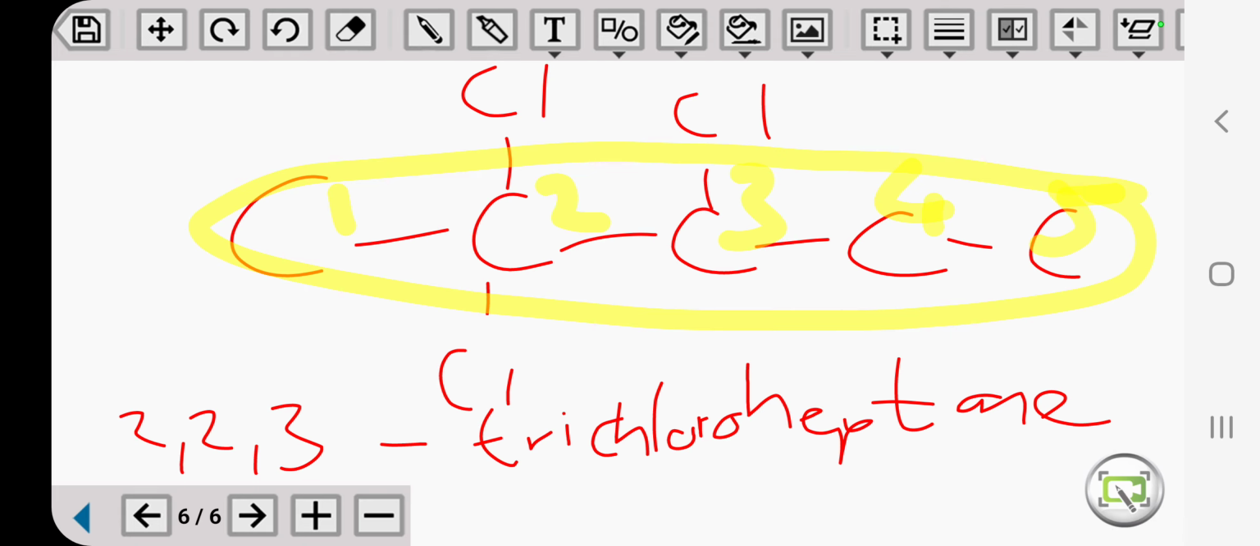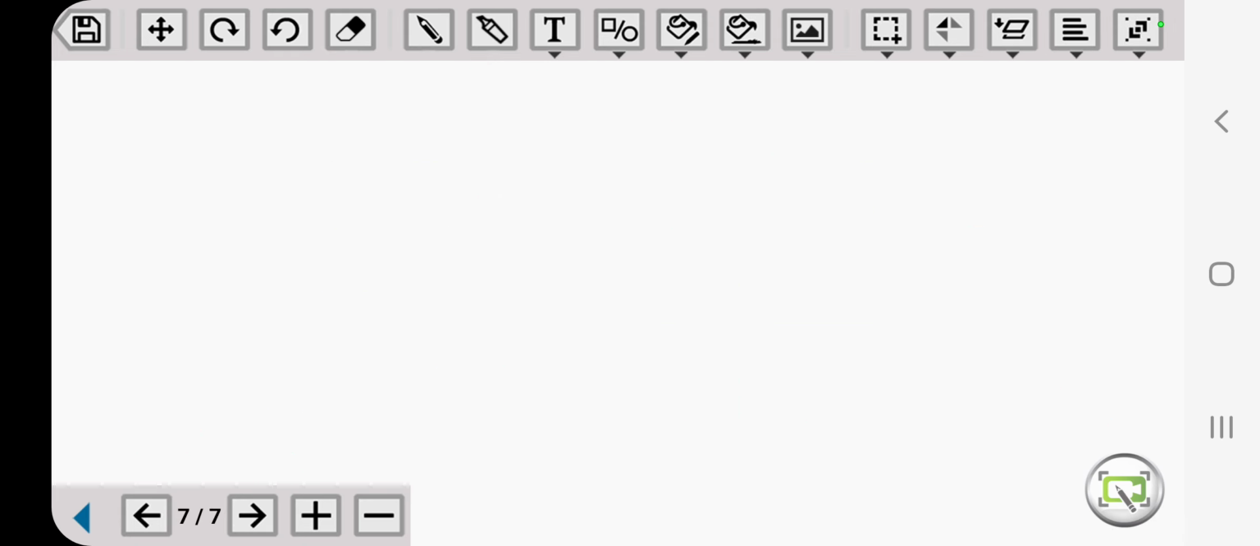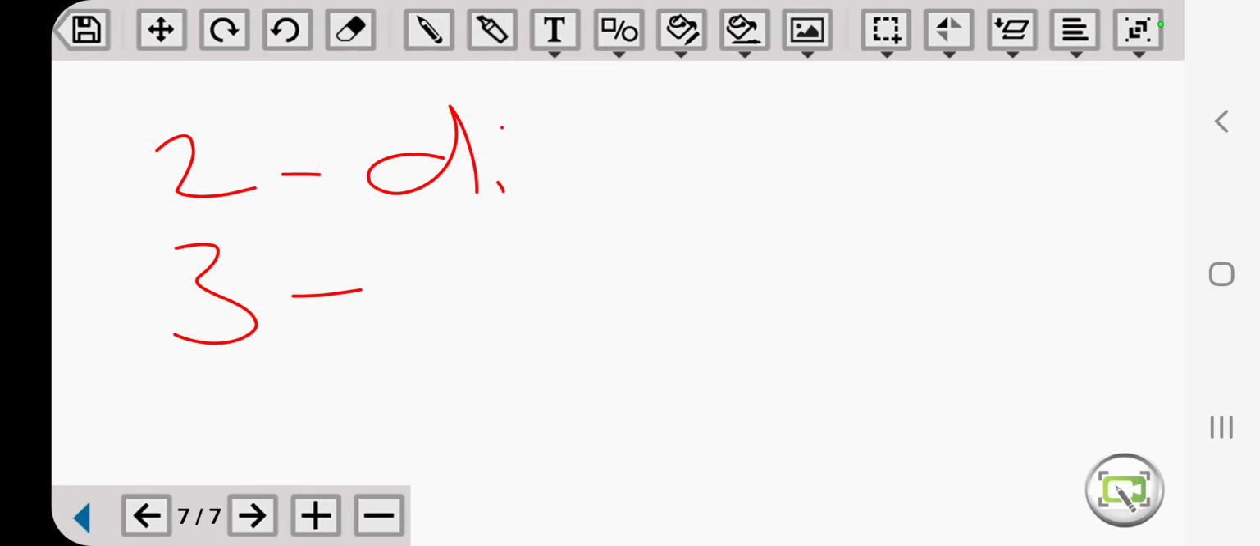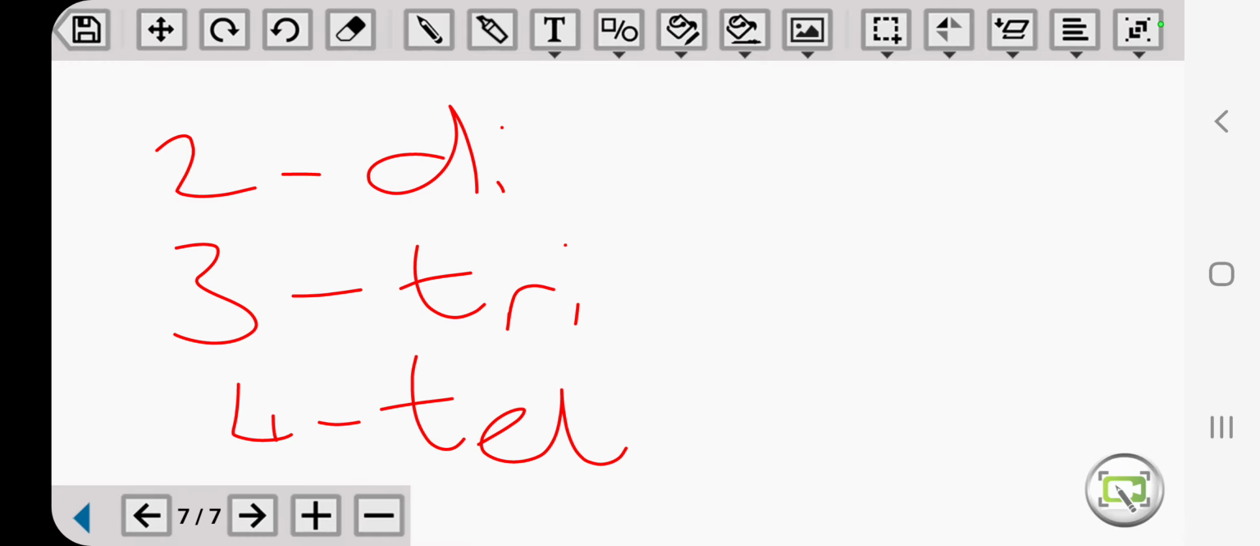So let's just look at these additional names. 1 chlorine just stays chloro. But the moment you have 2, you have di. 3 chlorines, or bromines for that matter, will be tri, and 4 will be tetra.